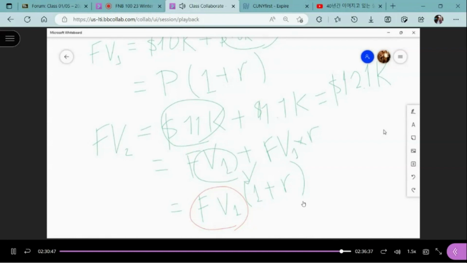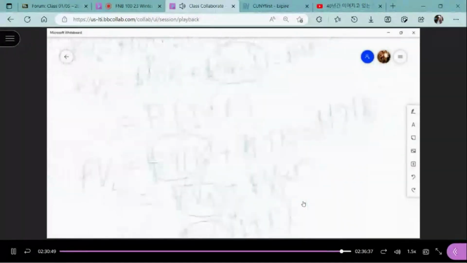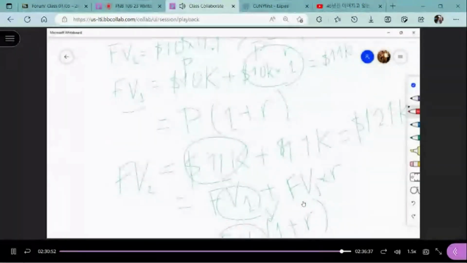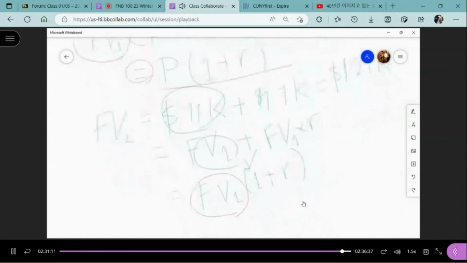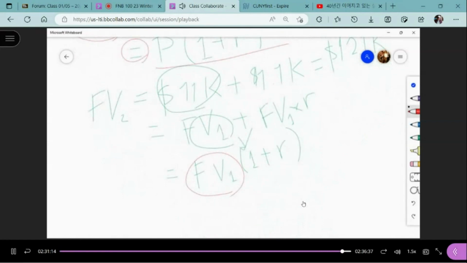Come on, guys, we have already defined it. Didn't we define it here? FV1 is equal to this, which is equal to this. That's the definition of FV1. Isn't that right? Everyone, isn't it right? Yes. Then, can we not replace this by the definition of FV1? Yes, we can. So it's P times 1 plus R, and then times 1 plus R here, right?